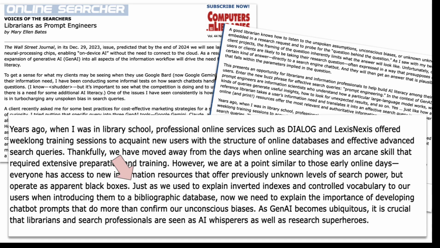I like this article by Mary Ellen Bates. Those of you who are in 530 will recognize her name. She said in an article in Computers and Libraries, just as we used to explain inverted indexes and control vocabularies to our users when introducing them to a bibliographic database, now we need to explain the importance of developing chatbot prompts that do more than confirm our unconscious biases. As generative AI becomes ubiquitous, it is crucial that librarians and search professionals are seen as AI whisperers as well as research superheroes.